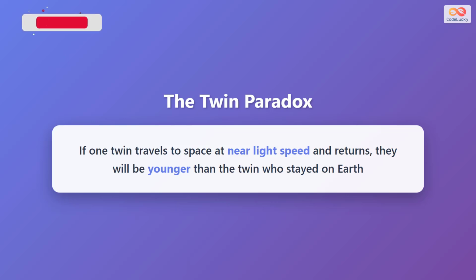One of the most famous thought experiments illustrating time dilation is called the twin paradox. Imagine two identical twins. One twin stays on Earth while the other embarks on a space journey at near light speed. When the traveling twin returns to Earth, they will have aged less than the twin who stayed behind. This isn't because of any biological difference, it's because time itself passed more slowly for the traveling twin due to their high velocity. The traveling twin literally experienced less time.